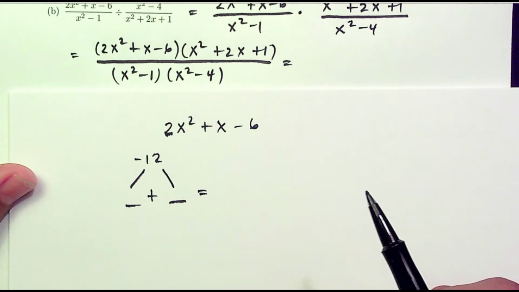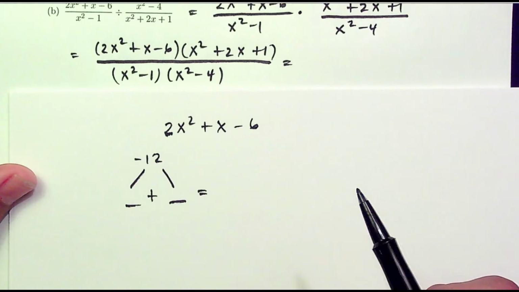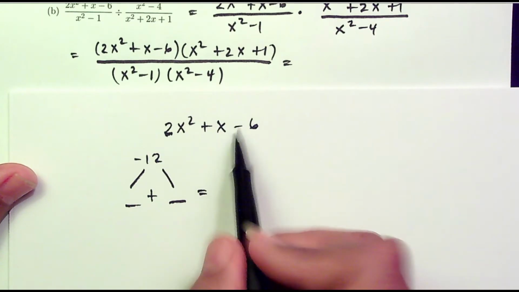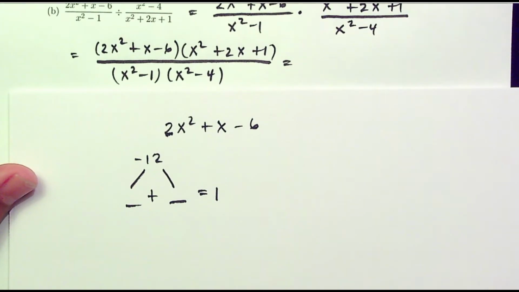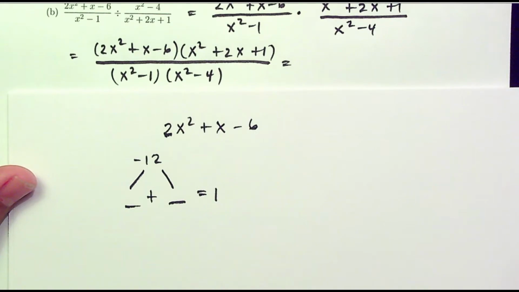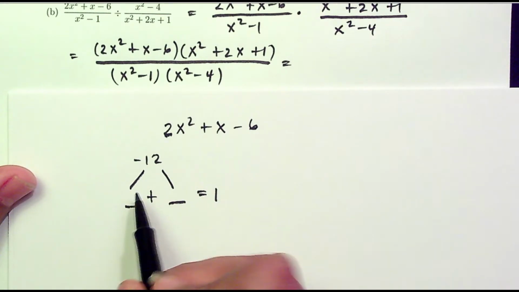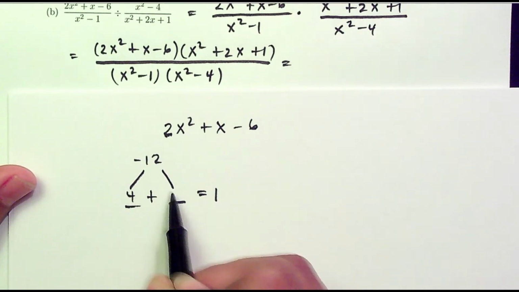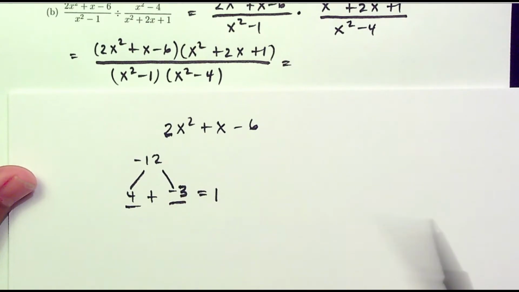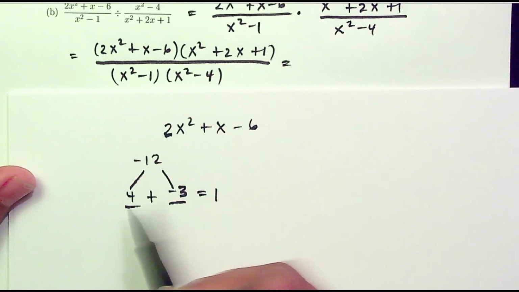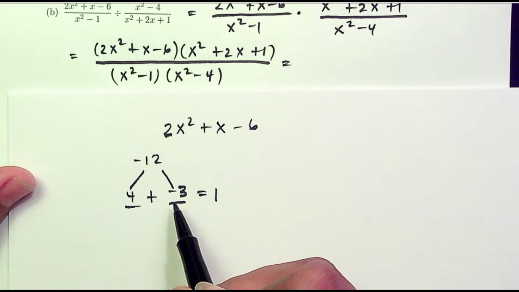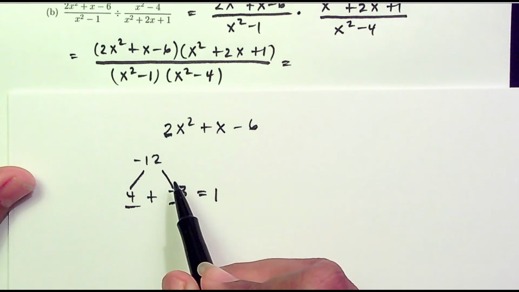When you add them, you get the number in the middle, which is 1. There's an invisible 1 there. Okay, so two numbers, when you multiply them, you get negative 12. When you add them, you get positive 1. That would be 4 and 3, but we have to choose a sign so that we do get positive 1, so you need to put this one negative. So 4 and negative 3 is positive 1. When you multiply them, you get negative 12.